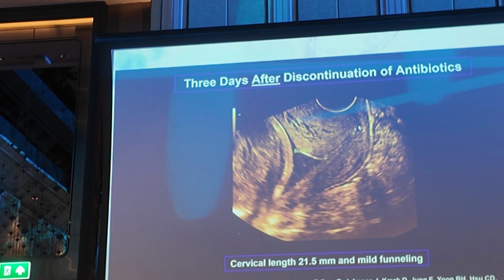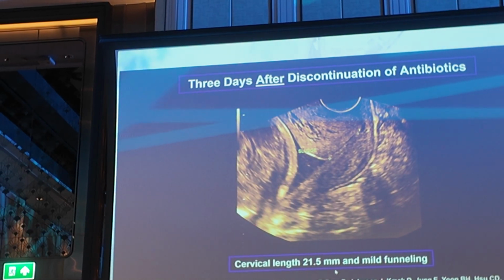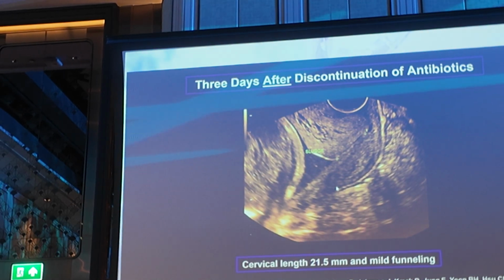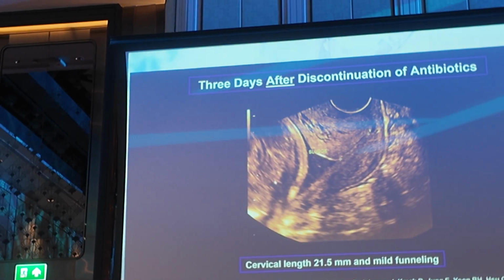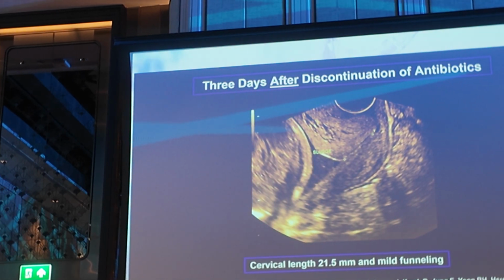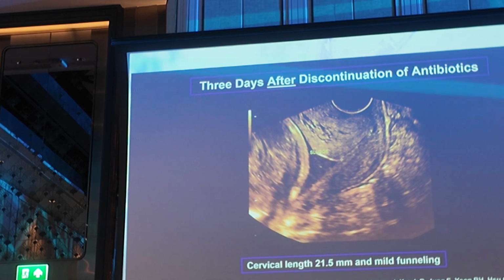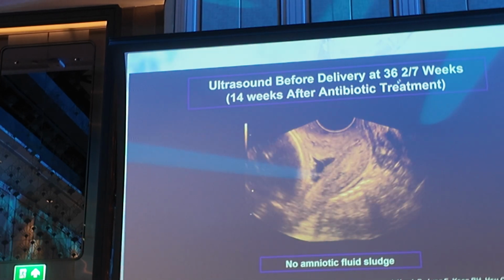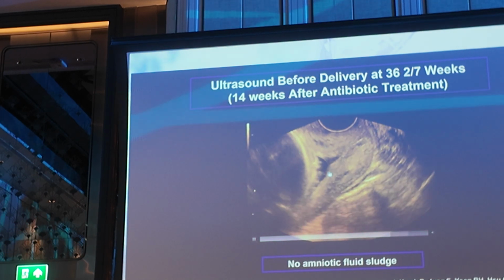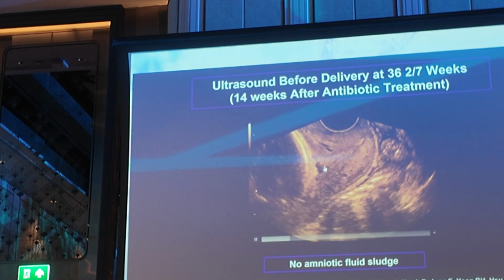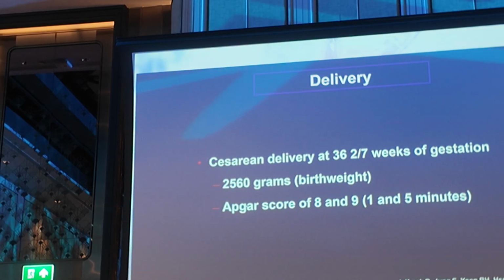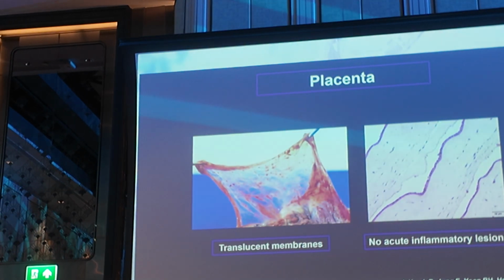Here is the cervix. We now have a cervix that is 21 millimeters and mild funneling. Funneling is not important as far as I'm concerned. There is a little bit of sludge, but the patient decided that with this she was going to go home. And now she is at 36 weeks of gestation. This is a very long cervix. There is no amniotic fluid sludge. The patient delivered via C-section for obstetrical indication, and these are the membranes.